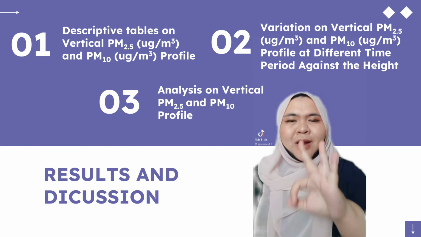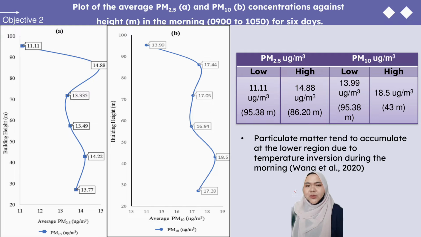We move to the third part of the result and discussion. The figure shown is the plot of the average PM2.5 and PM10 concentration against height in 6 days. The lowest PM10 and PM2.5 concentration was recorded at the height of 95.38 meters. For example, 11.11 microgram per cubic meter for PM2.5, 13.99 microgram per cubic meter for PM10.